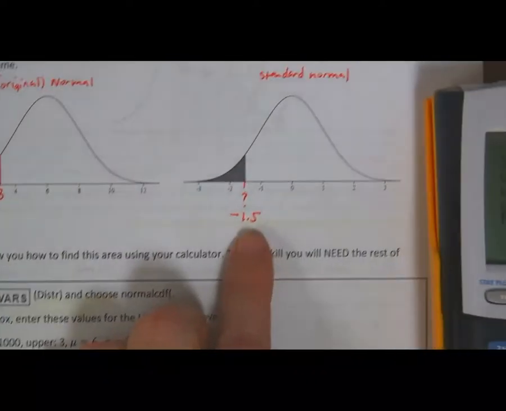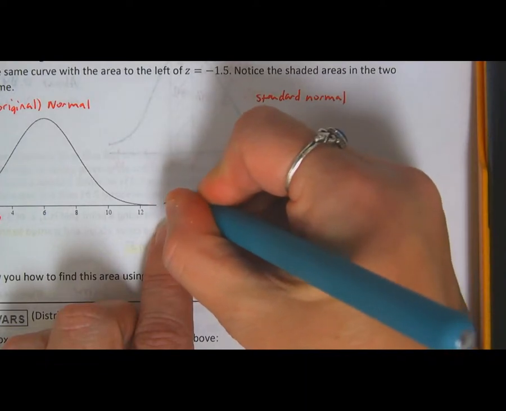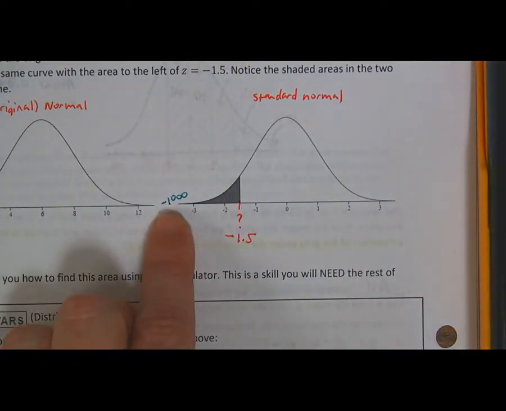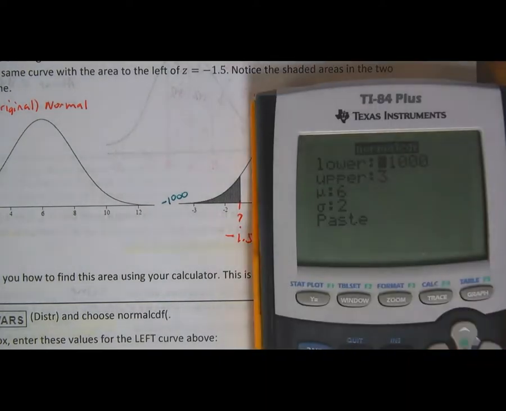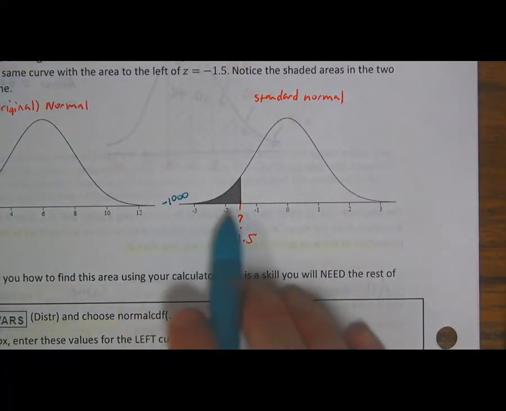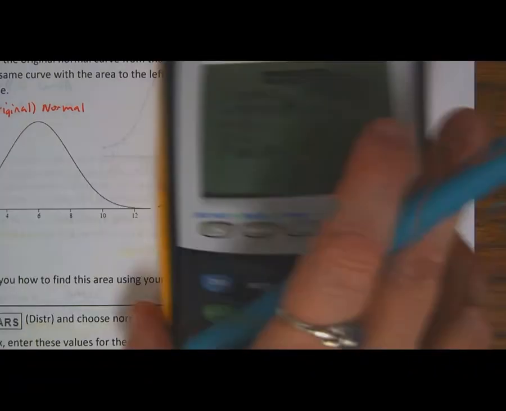Now look at this picture. We're shading to the left forever, so we're still going to always use negative 1,000 if we shade to the left forever. If we shade to the right forever, we'll put positive 1,000. But this time, what's the upper value on the standardized curve? Negative 1.5.